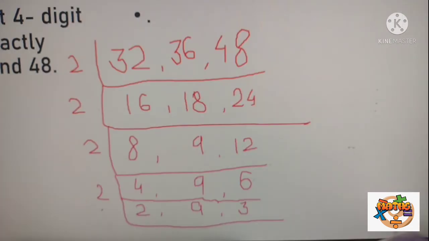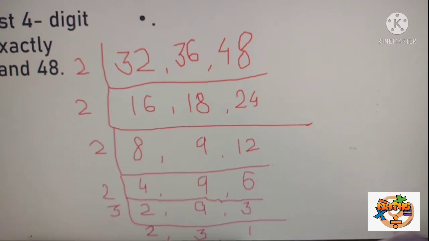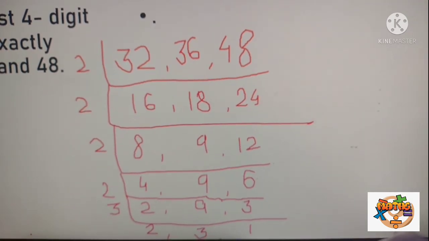Here 9 and 3 are divisible by 3. 2 is not divisible, write it down as it is. Here 3 into 3 is 9. And here 3 into 1 is 3 only. So, I hope you know how to find the LCM. So, 2 into 2 is 4. 4 into 2 is 8. 8 into 2 is 16. 16 into 3 is 48.